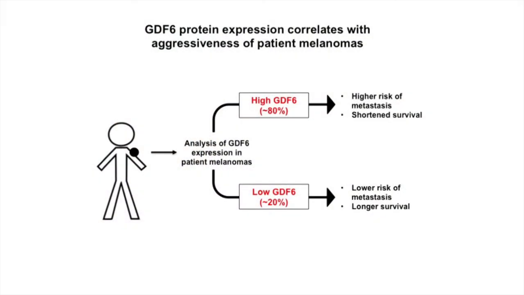To see if GDF6 is clinically important, we next analyzed expression of GDF6 in several patient melanomas. What we identified was that about 80% of human melanomas express GDF6. We then compared patients whose melanomas had high GDF6 with patients whose melanomas had low GDF6. In patients where melanomas had high GDF6, there was an increased risk of metastasis and a shortened survival of those patients. Conversely, patients whose melanomas had less GDF6 had a lower risk of metastasis and a higher chance of patient survival. In sum, there are a couple of very important points.